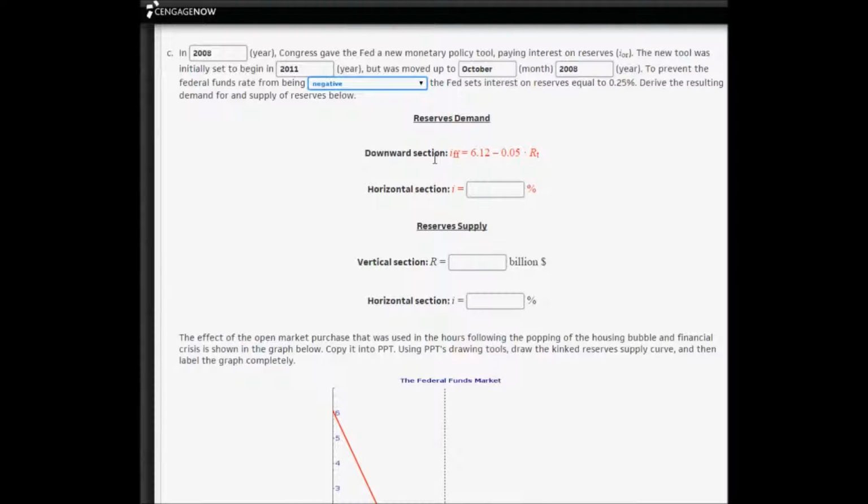Well, with interest on reserves, demand is now kinked. The downward portion of the kinked demand curve is the original demand curve. The horizontal section is the value of interest on reserves, 0.25%. The supply curve is vertical at the new level of reserves, in this case 191. And the horizontal section of supply is the discount rate.